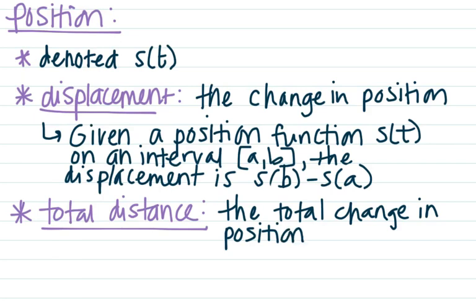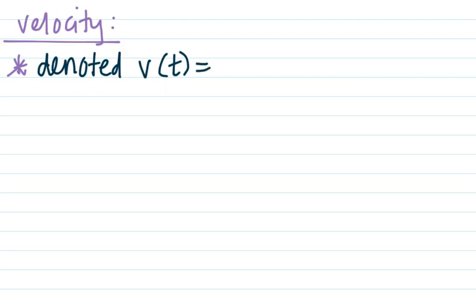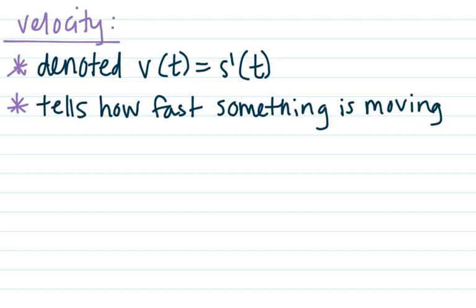Alright, so up next we have velocity. Velocity describes how our position is changing, and because of that it's represented with a derivative. We typically use v for velocity, and it's simply equal to the first derivative of our position function. It describes not only how fast something is moving, but also gives us a sense of direction.